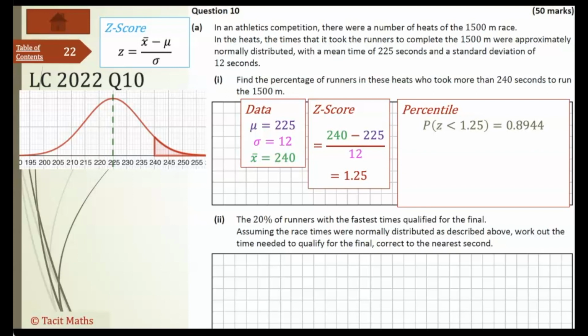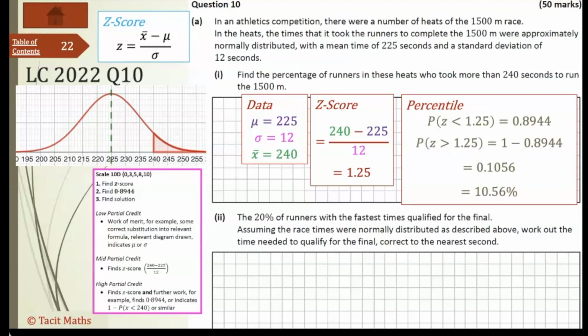And this is where your percentiles come in. So if you convert 1.25 to a percentile, it's 0.8944 from your log tables. But from the diagram, we can clearly see that we want what's greater than 240. So it must be, in this case, 1 minus 0.8944. Okay, and at this stage, when you get to the actual Leaving Cert, that calculation shouldn't be a problem for anybody. You should be able to spot straight away that it's not the number directly from the log tables that you're taking. It's 1 minus that number. And it's always either that number or 1 minus that number. That's what you're looking for. So your answer is 10.56.